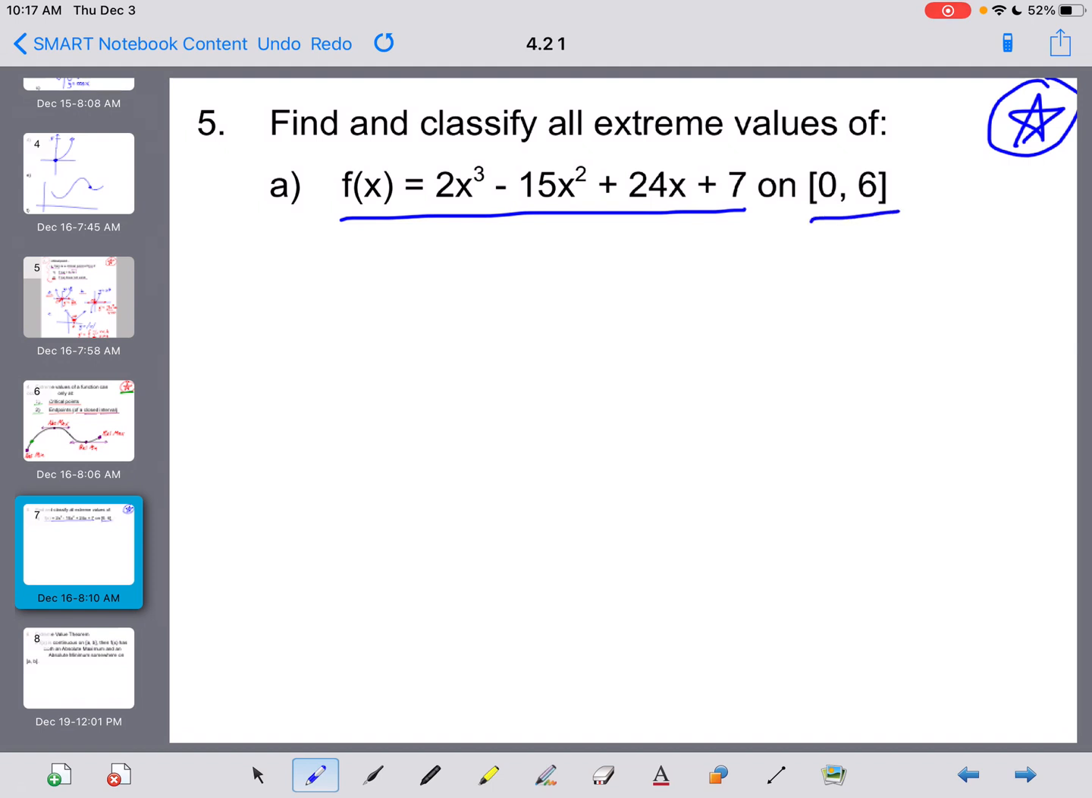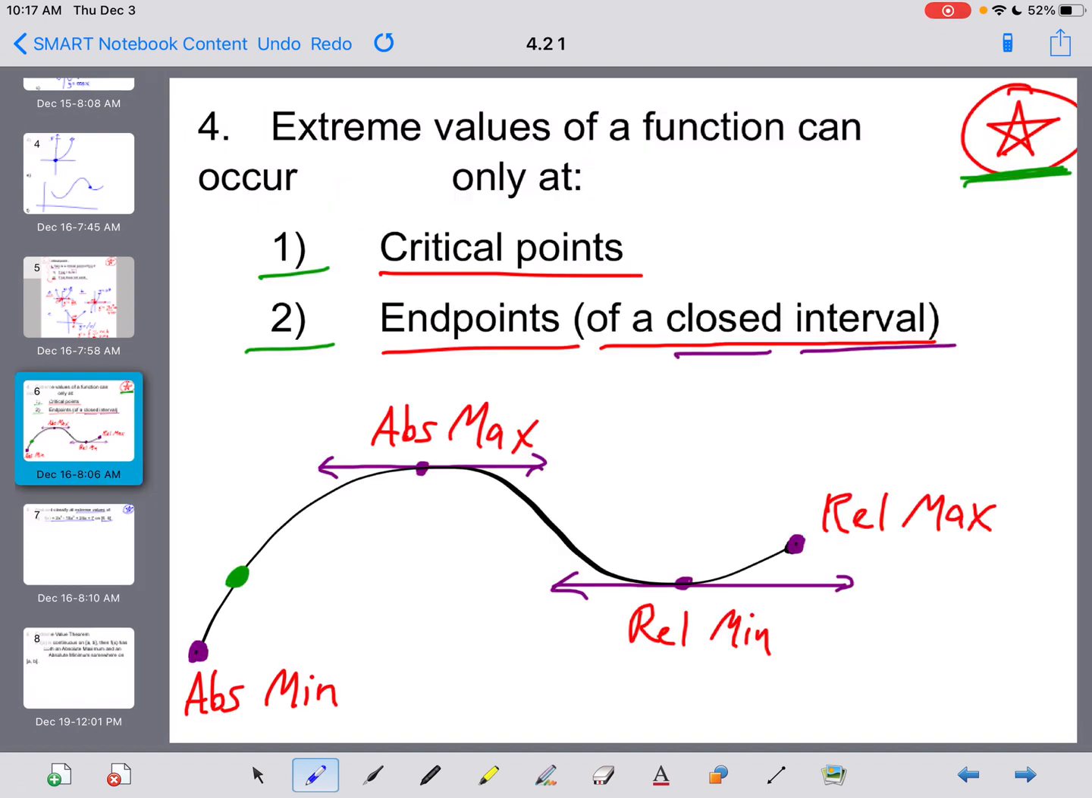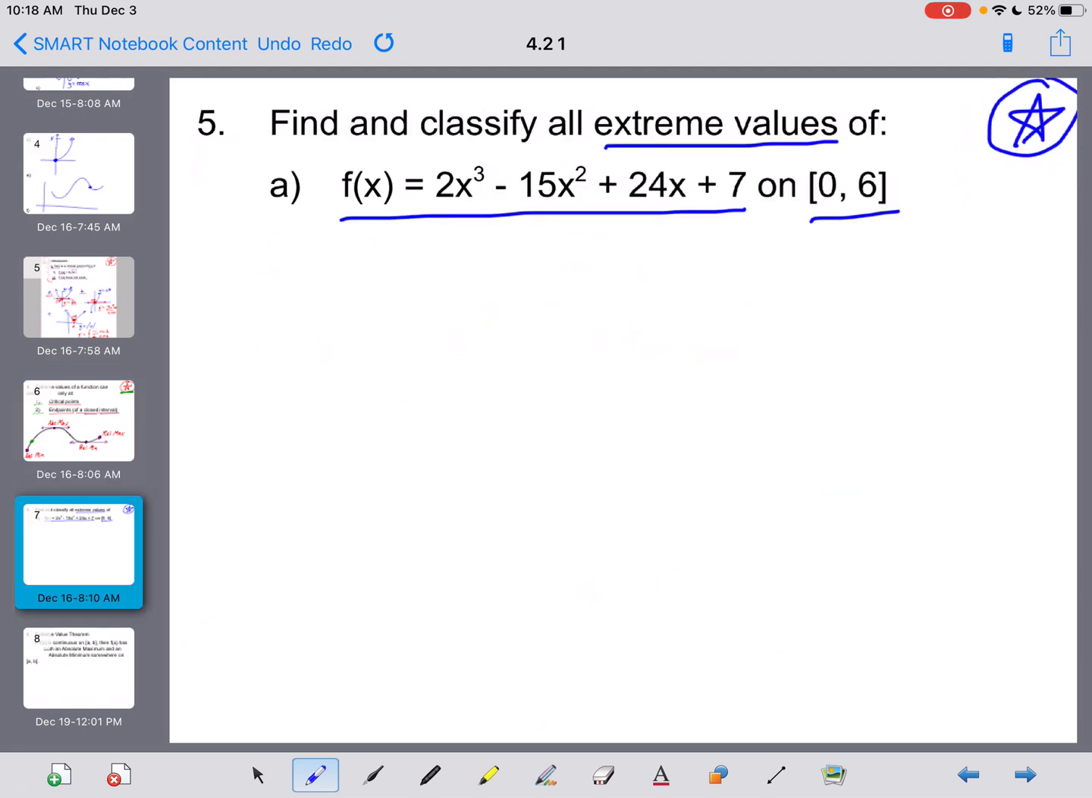So again, we're looking for extreme values. So I go back to the previous slide and I say, aha, extreme values can only occur at critical points and endpoints. Well, pretty obviously, we've got two endpoints right here, 0 and 6. So let me put a star by those. I've got to figure out what's going on at the endpoints. The other question, though, is where are the critical points?